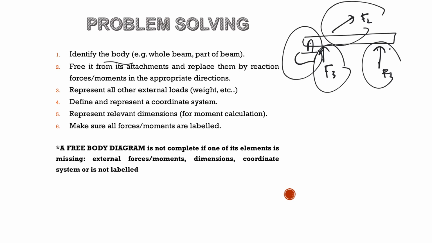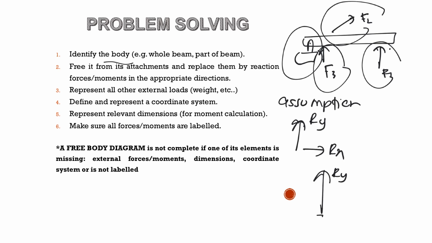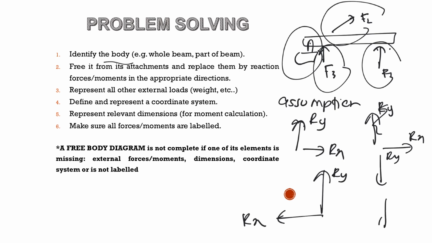So where are the directions? That's the reason why you need to do calculations. For the hinge, you need to make an assumption. It can be Ry upward, Rx to the right. It can be Ry upward, Rx to the left. It can be Ry downward and Rx to the right. It can be Ry downward, Rx to the left. Which direction is correct?